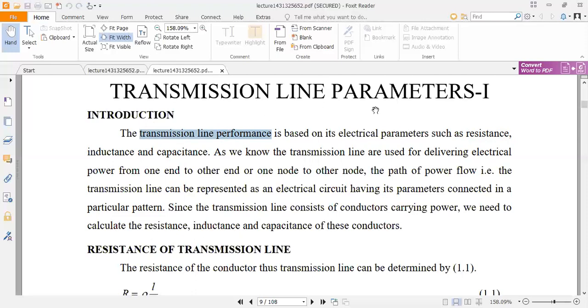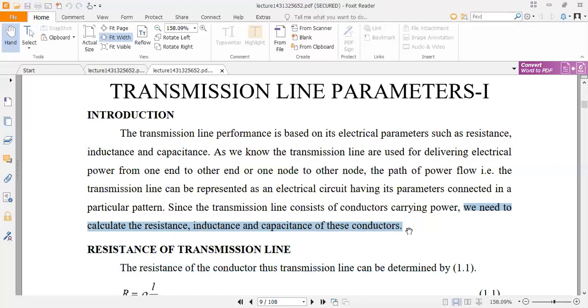These transmission line parameters can be calculated on the basis of the different electrical parameters, that are the resistance, inductance and capacitance. So in conclusion, in this chapter, firstly, we need to calculate the resistance, inductance, and capacitance of these conductors.